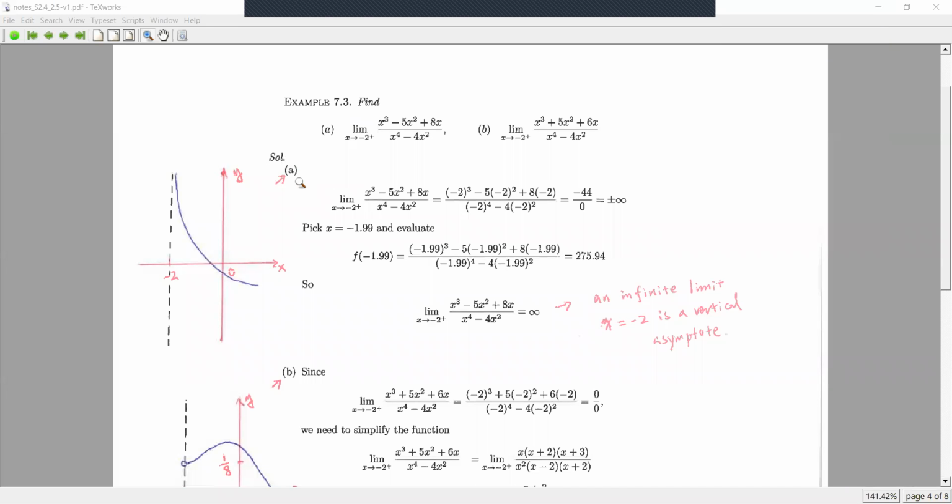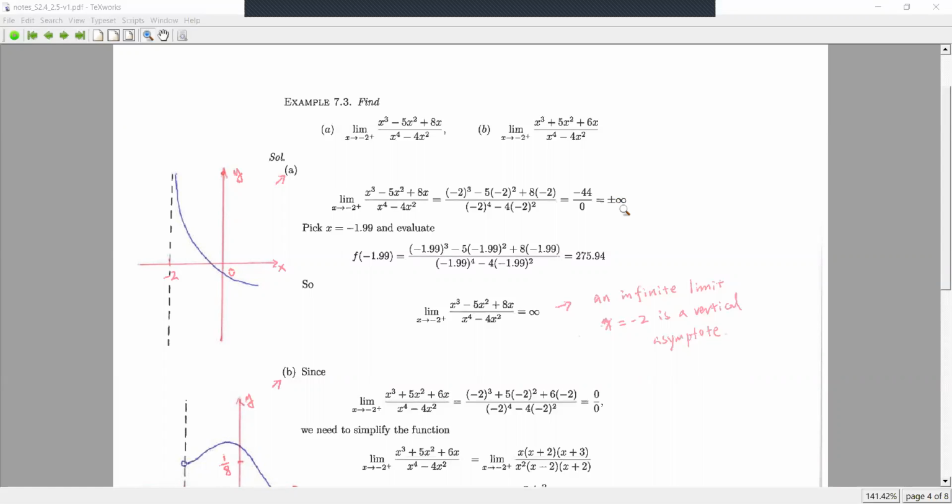Now, part A. This limit is a right-hand side limit at -2. To find the limit by direct substitution, we just need to plug in -2 in x. Then the limit is this number. This number is -44 over 0. A non-zero number divided by 0 should be infinity, either positive or negative infinity.